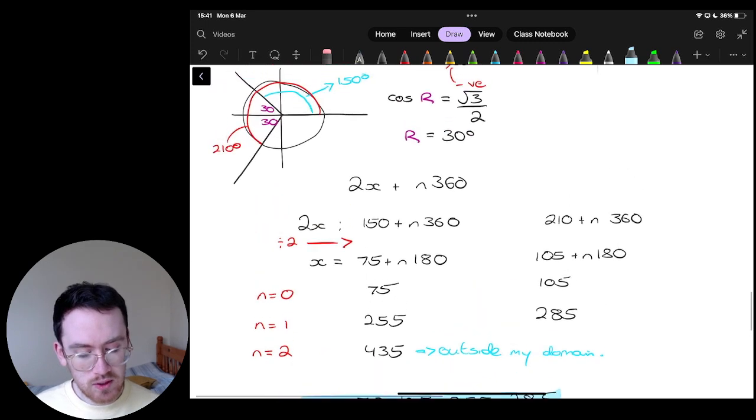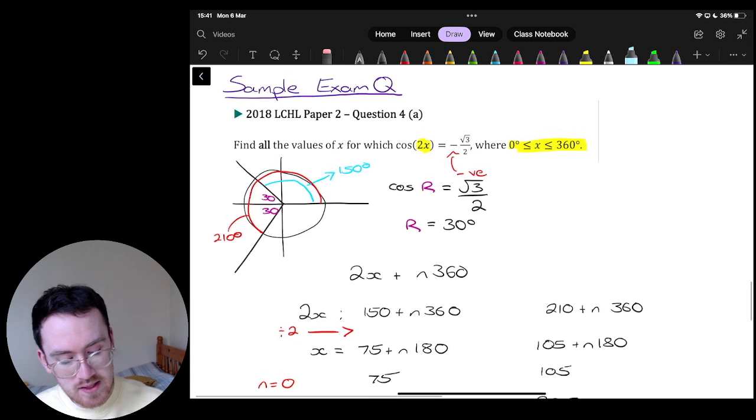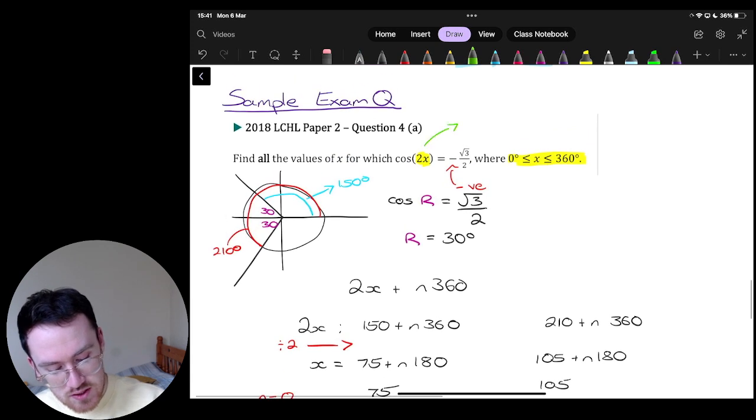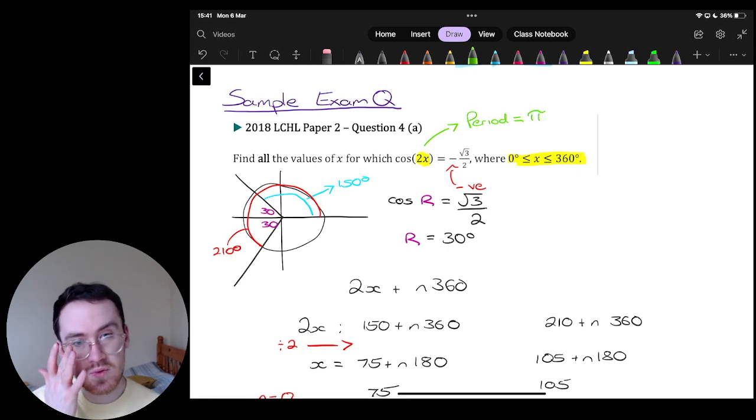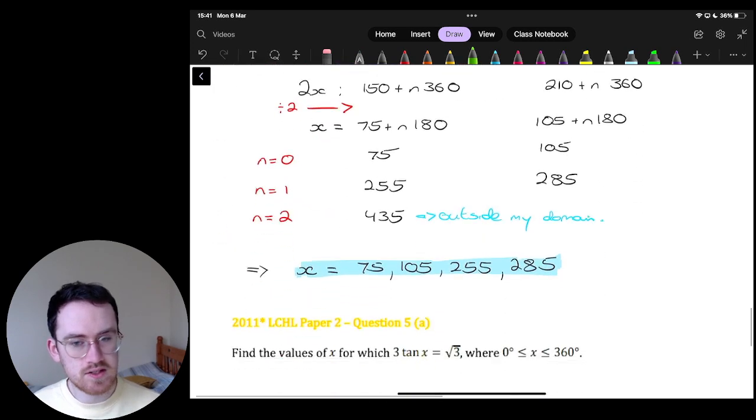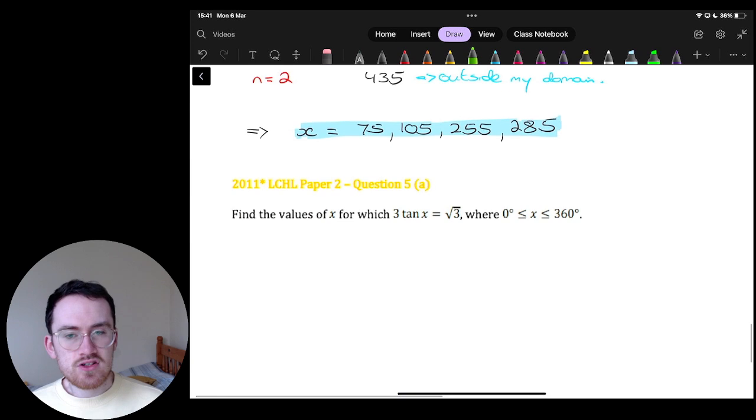And why do we have more? Well, we can think about what it means. We have cos 2x, and we should remember from our functions that the period for this function is actually just pi. So it's repeated twice within a range of 360, and that's why we end up with double the amount of values.